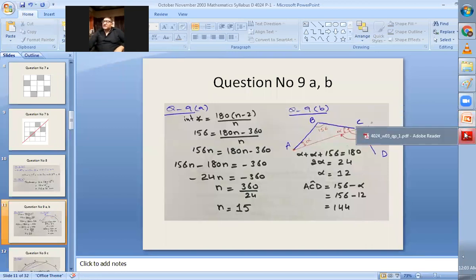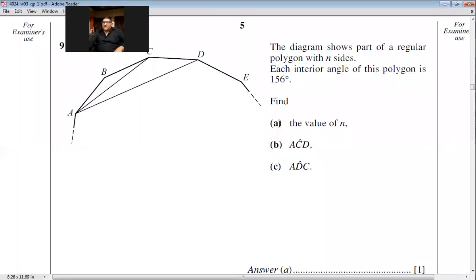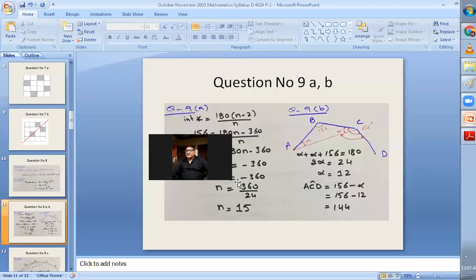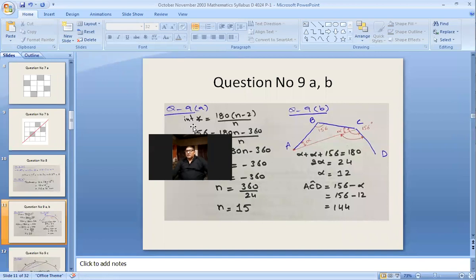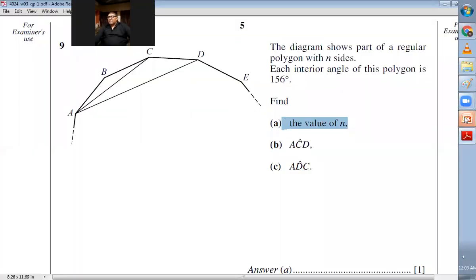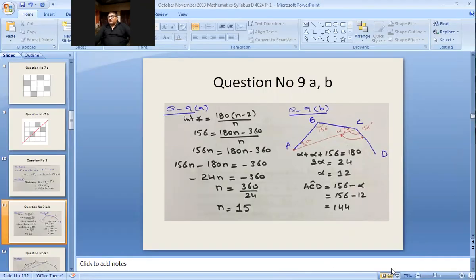So let's check the next question. We are done with the A part. Now I want to find out the value of ACD. I want this angle, ACD. So let me show you how I've done this. Be very careful when I'm doing this question.